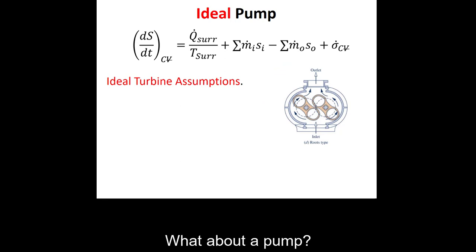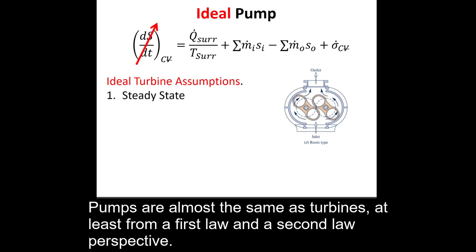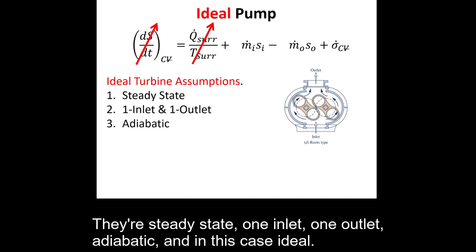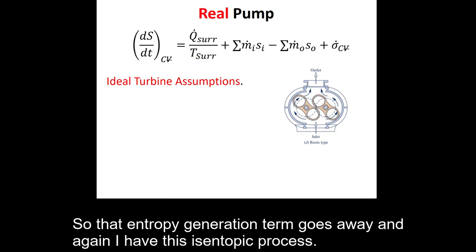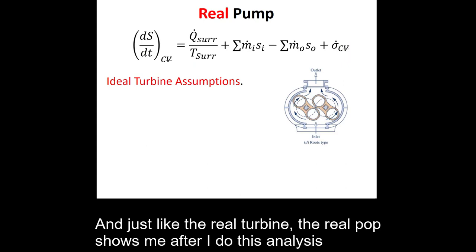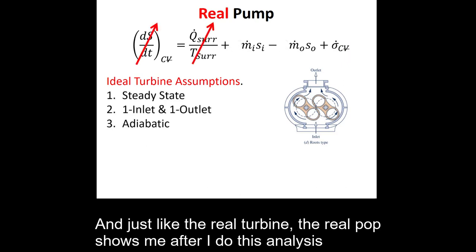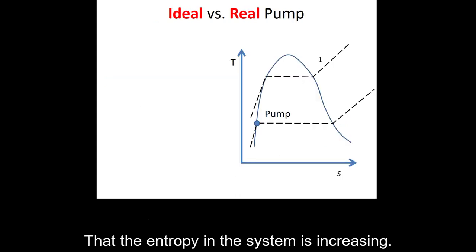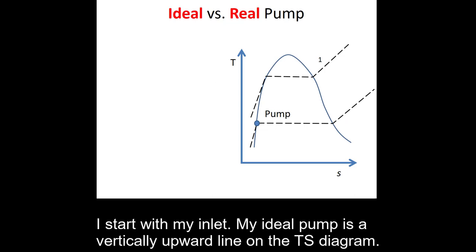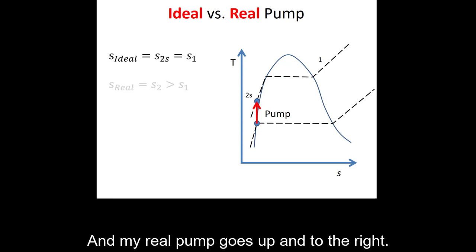What about a pump? Pumps are almost the same as turbines, at least from a first law and a second law perspective. They're steady state, one inlet, one outlet, adiabatic, and in this case, ideal. So that entropy generation term goes away. And again, I have this isentropic process. And just like the real turbine, the real pump shows me, after I do this analysis, that the entropy in the system is increasing. So if I want to draw a pump, I start with my inlet. My ideal pump is a vertically upward line on a TS diagram. And my real pump goes up and to the right.